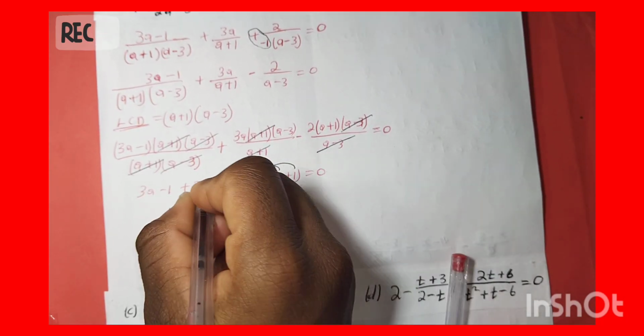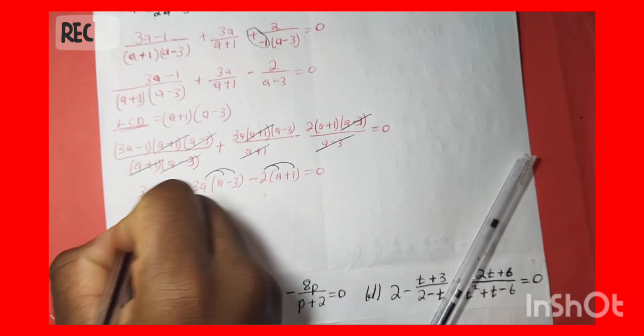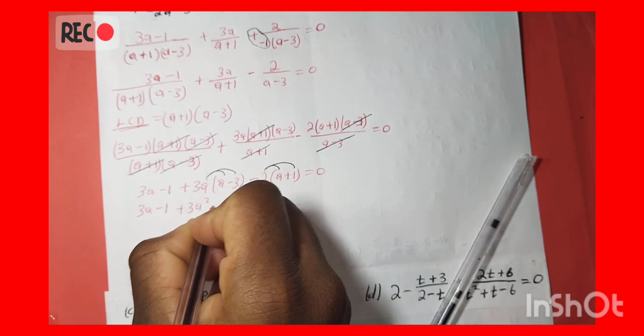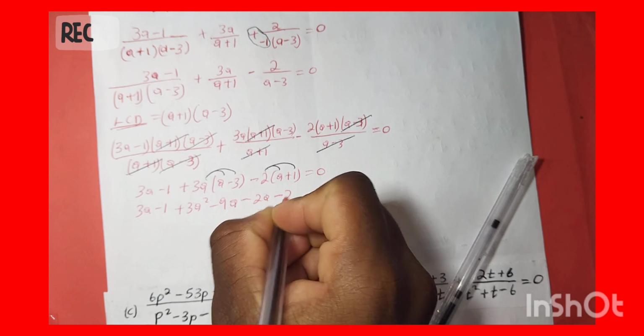This will multiply inside this. That one does not need for you to multiply here. This multiplied, it's plus 3a squared. This multiplied, it's minus 9a. This multiplied, it's 2a minus by 2.